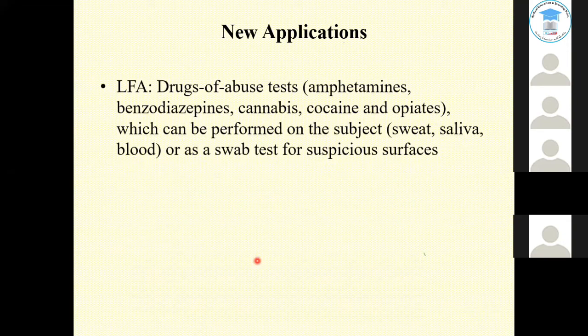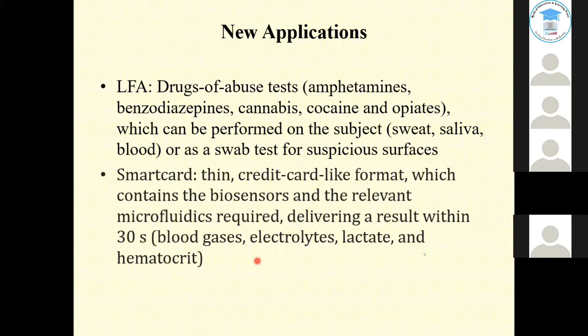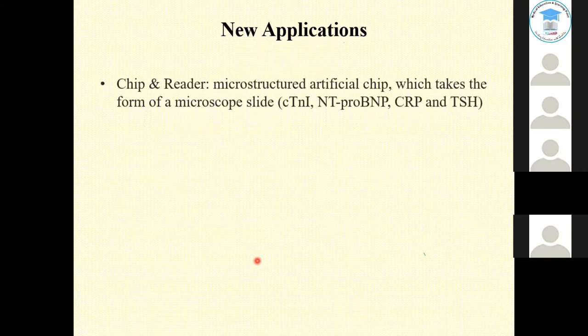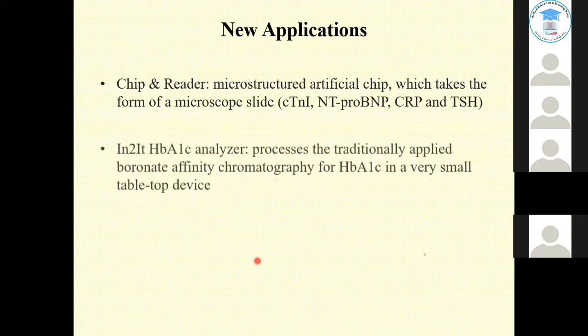Newer applications for POC now include drugs of abuse like amphetamines, benzodiazepines, etc., which can be performed on sweat, saliva, blood, or a swab test for suspicious surfaces as well. So this is under production. Then smart cards, which are thin card-based assays for blood gas, electrolytes, lactates, and hematocrits. Chip and reader for very important cardiac markers like troponin, NT-proBNP, CRP, and TSH.